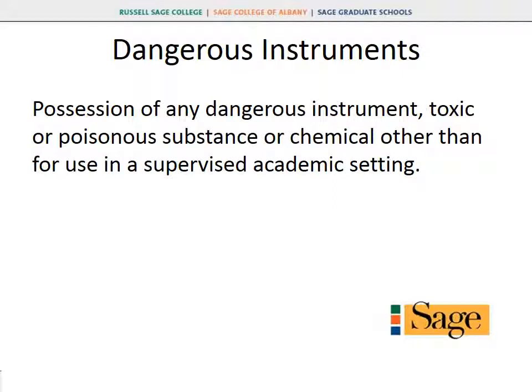Dangerous instruments. Possession of any dangerous instrument, toxic or poisonous substance, or chemical other than for use in a supervised academic setting.